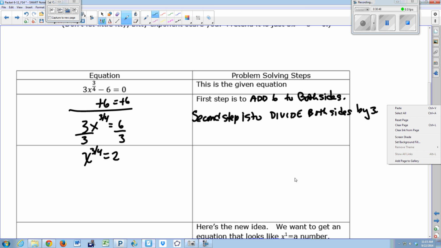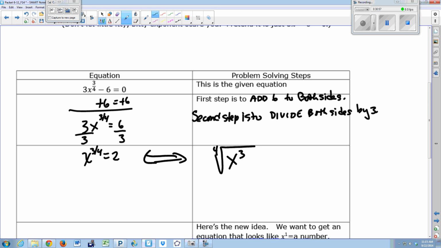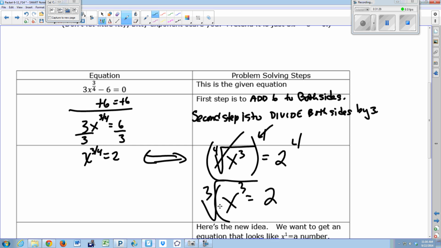Again, if you want to, you could call this a radical equation. These two things are exactly the same. It just depends on what you feel most comfortable doing. Some students really like changing everything to radical equations, because then they say, I know how I can get rid of this. I can get rid of this by raising both sides to the 4th power, because that will undo my radical, and then cube rooting both sides to get rid of the x cubed.